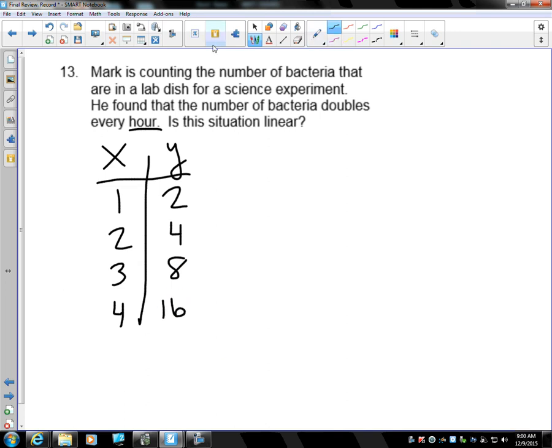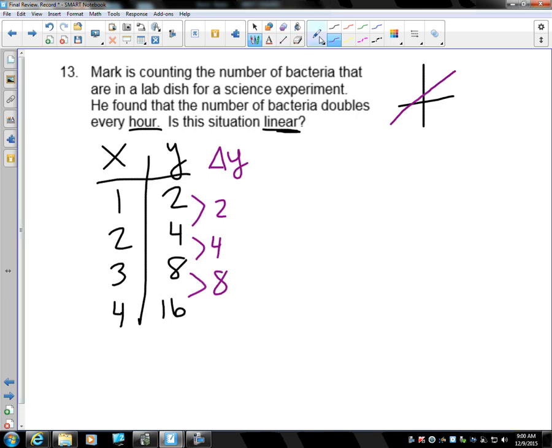Okay? And the way that we can tell if this situation is linear, or if on a graph the situation is going to be a straight line, hence linear, we need to look at our change in the y values. Let's look at our delta y. So from 2 to 4 is 2. From 4 to 8 is 4. And from 8 to 16 is 8.